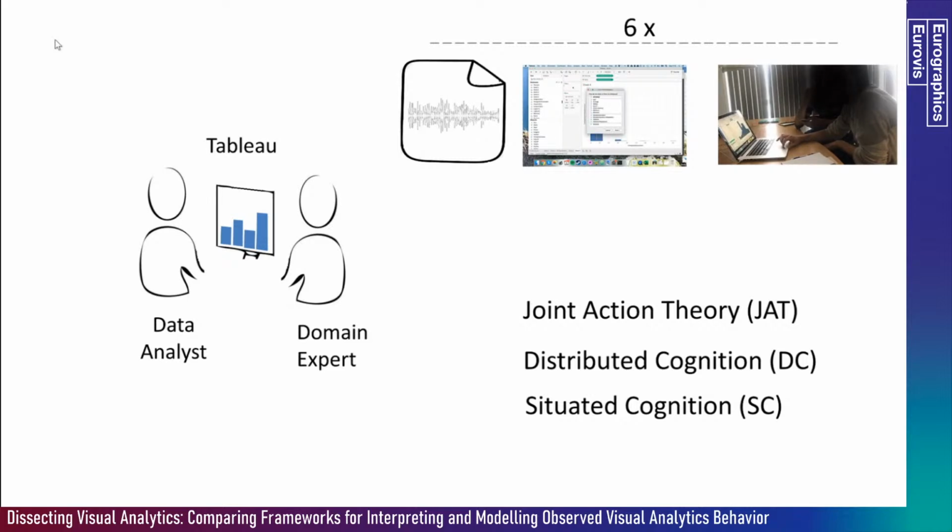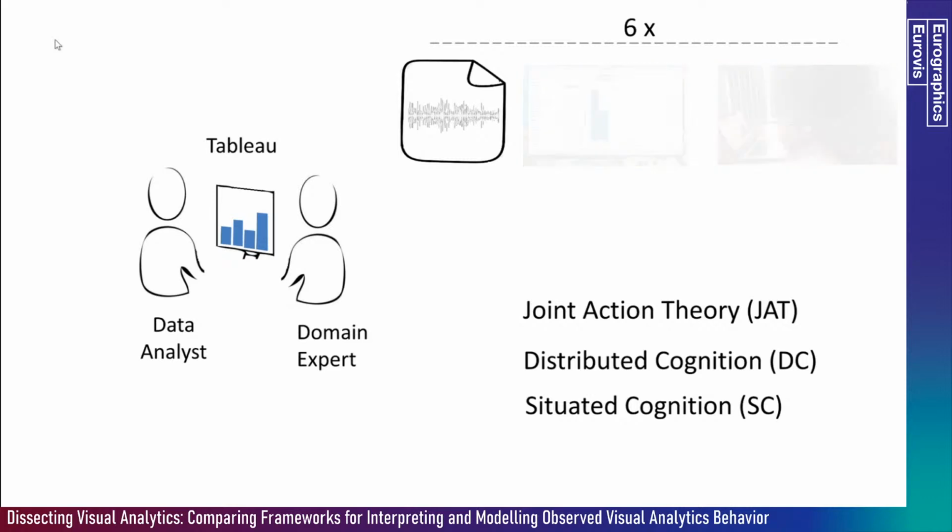For the rest of the talk, I will briefly introduce these frameworks and tell you what we found helpful about them and what not. First, joint action theory, JAT, originally meant to explain how people coordinate joint actions, but was recently used in Viz by Arias Hernandez and Castro et al. to study how pair analytics works.